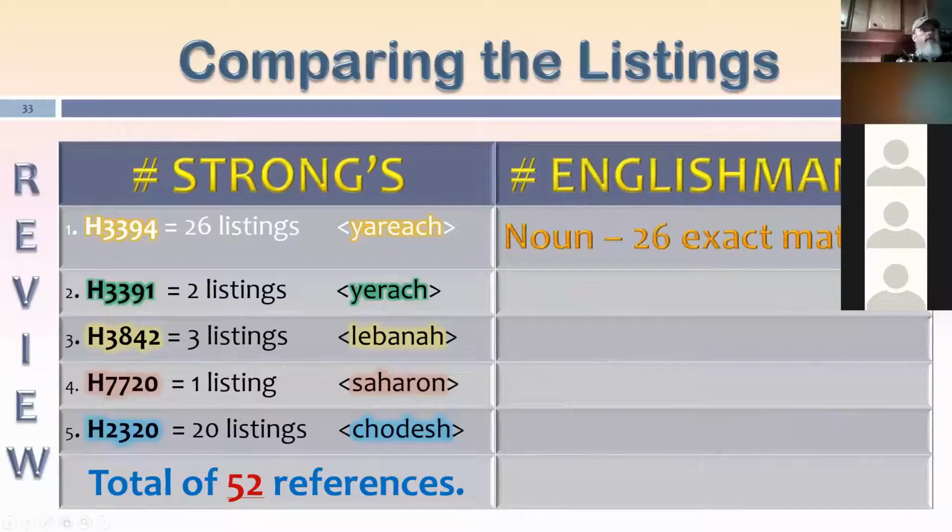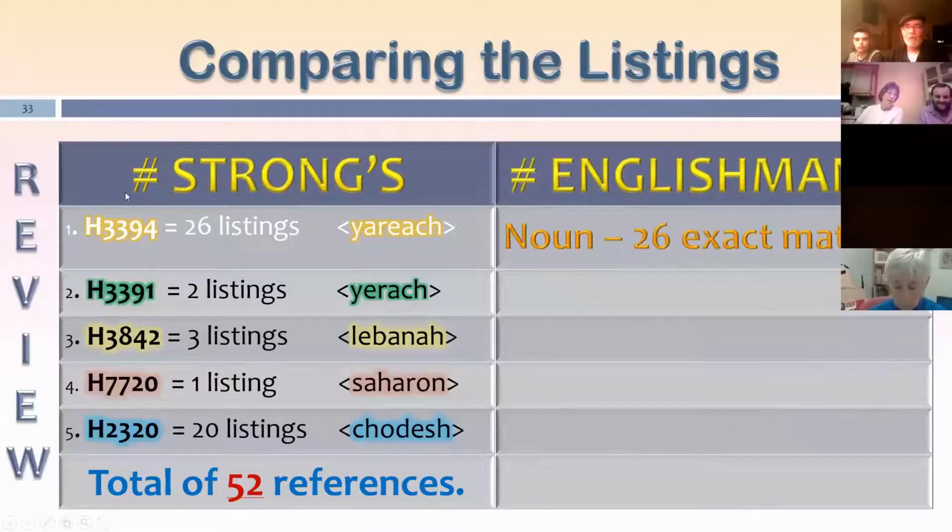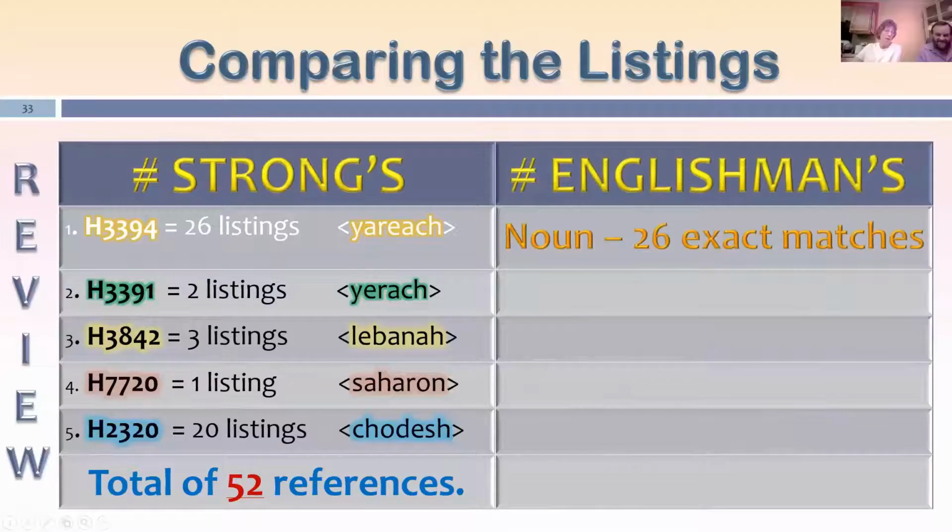For the Strongs, when I put in moon or moons, it's the noun, and there were 26 exact matches. They were exactly the same in Englishman's and the Strong's Concordance. Can someone tell me what happened with Yareach 3391? The Strong's in my study program had 2 listings. Do you remember how many there were in Englishman's? Anybody can answer.